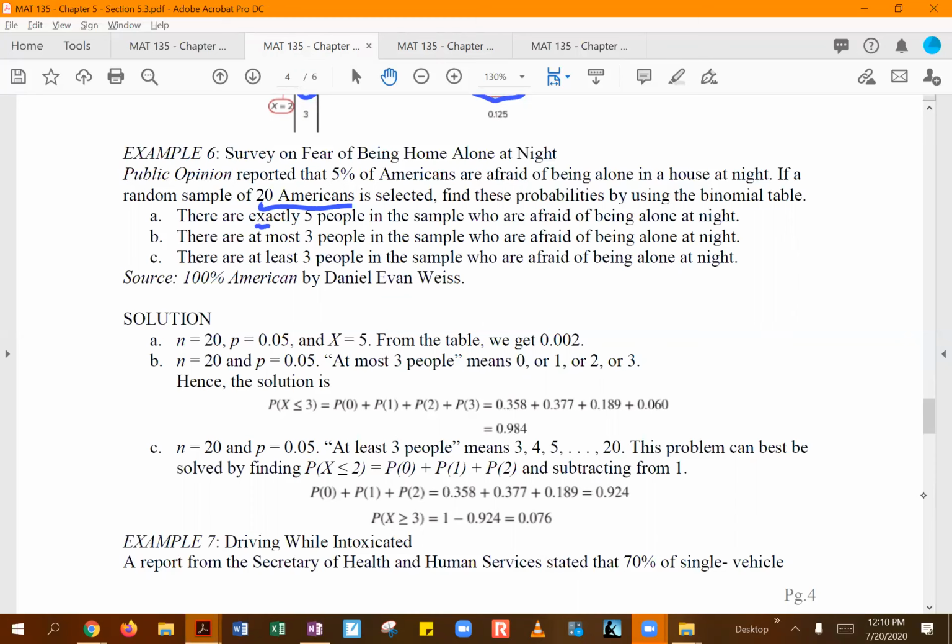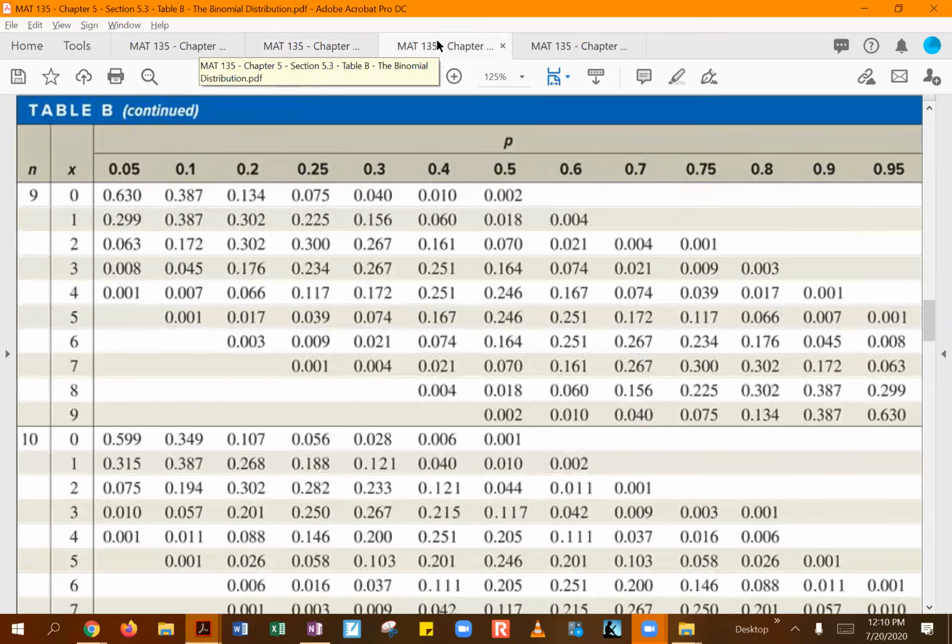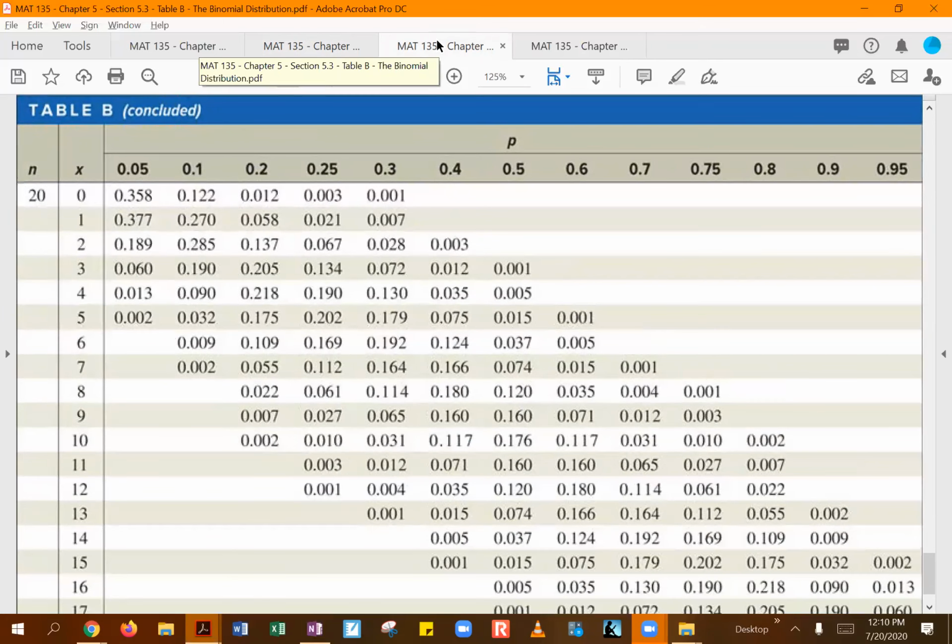So if you are selecting exactly 5 people out of these 20, we want to know what that probability would be. So in this case, your n is 20. They are telling us 5% of the Americans are afraid, so that's our probability of 0.05. And then in part A, they're saying exactly 5 people, so that's of course x equals 5. So n is 20. They're telling us exactly 5 people, and our probability is 0.05. So from right here, you can see you've got 0.002.